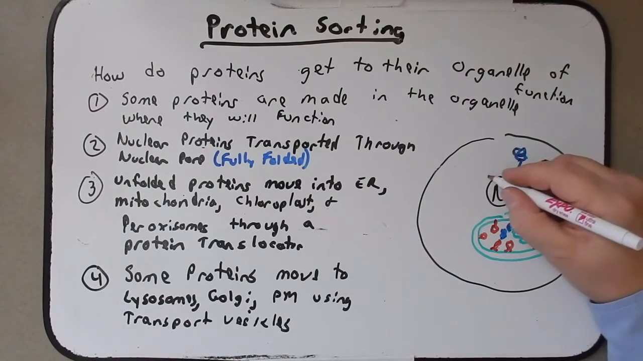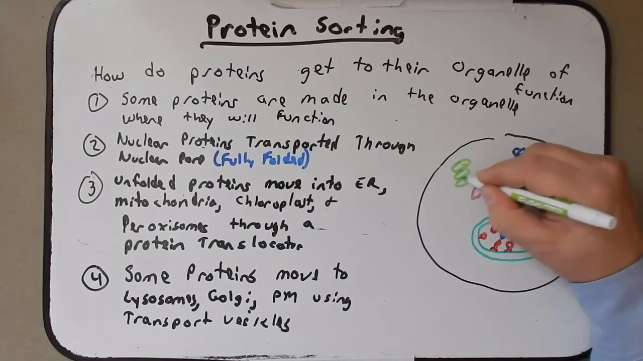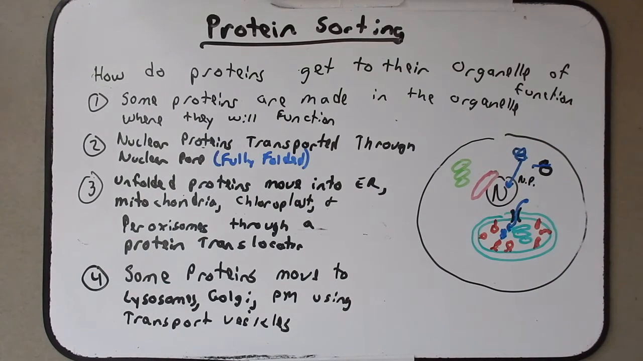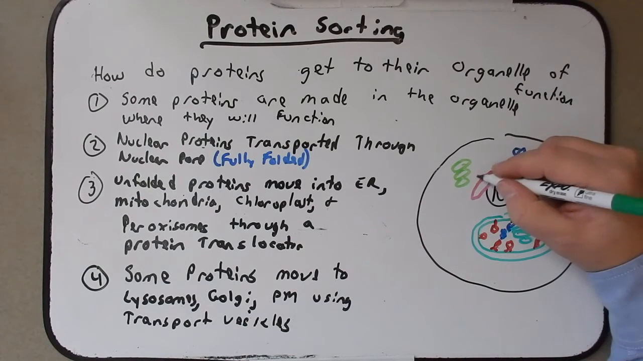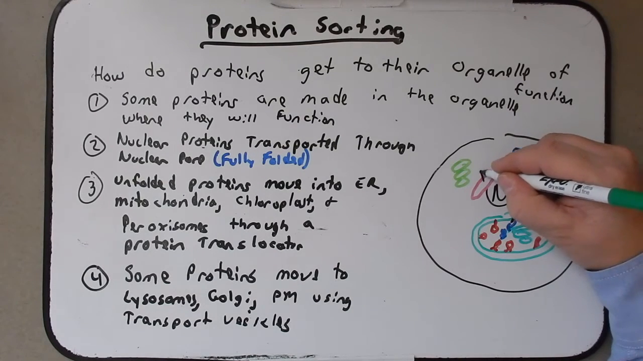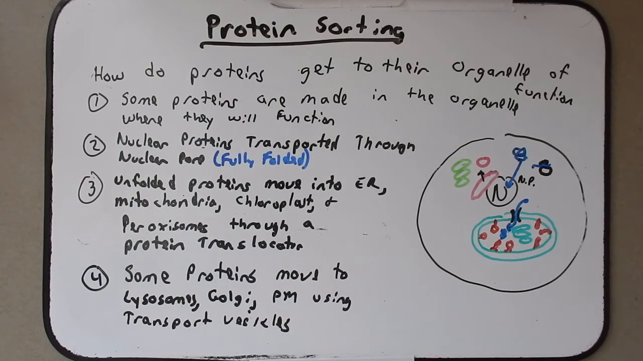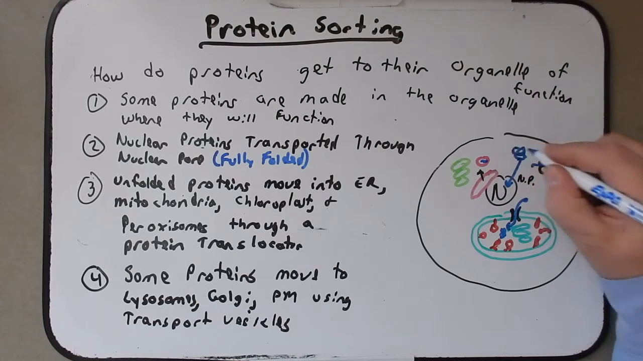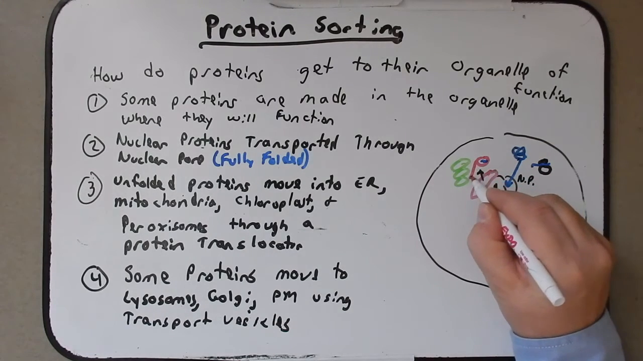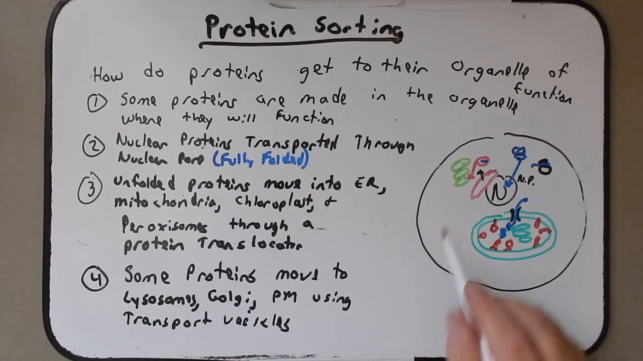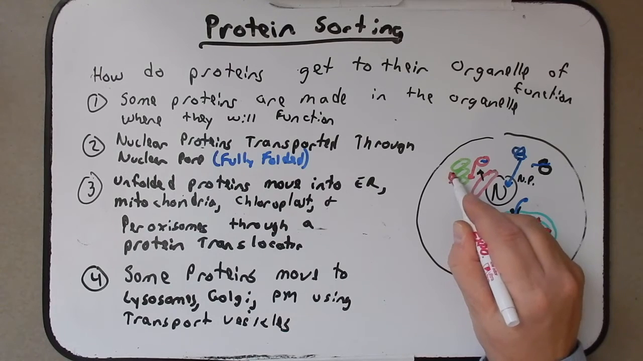move to lysosomes, Golgi, and the plasma membrane using transport vesicles. So let me draw the ER here, and I'll draw the Golgi stacks here. In this process, a protein that is made in the ER, folded in the ER, will leave the ER in a small vesicle. And this small vesicle will contain that folded protein. This vesicle now will fuse with the Golgi. And then this vesicle will leave one part of the Golgi and go to the next.